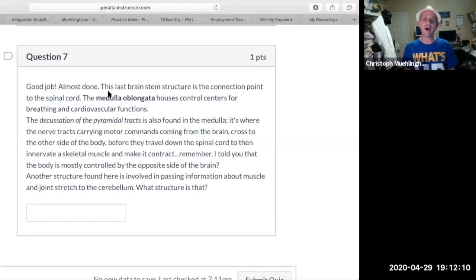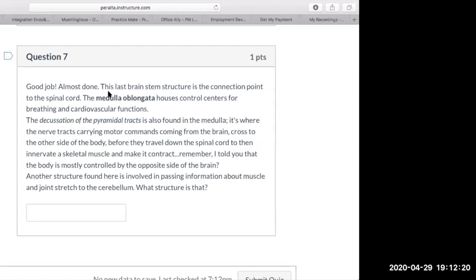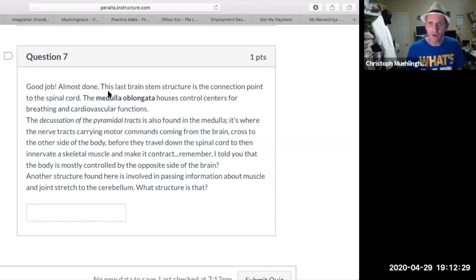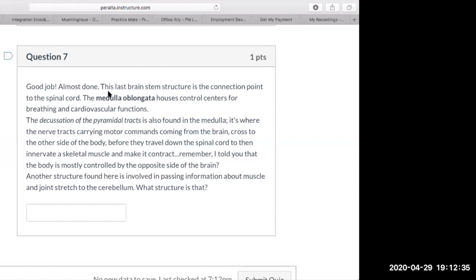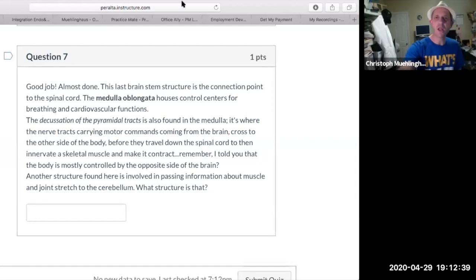Another structure found in here is involved in passing information about muscle and joint stretches to the cerebellum. What structure is that? The olives. Who is that? Dennis. Okay. Say that again, louder. The olives. And that was who, Dennis? Yes. Hey, welcome, man. Thank you. Cool. Yes, that's the olives.